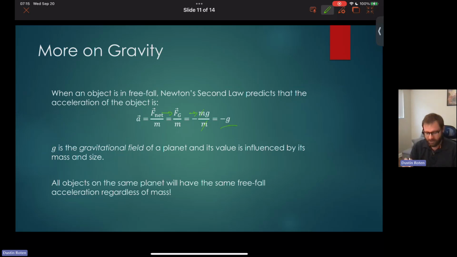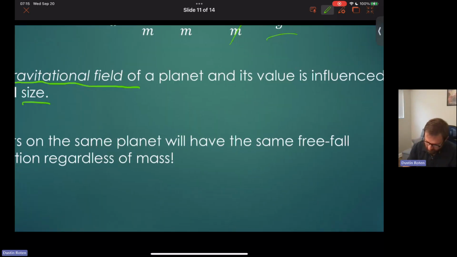Generally, g is called the gravitational field of a planet, and its value is essentially influenced by the mass and size of the planet, because it's how much of the planet is there, and then of course the radius of the planet. All objects on the same planet will have the same free fall acceleration, regardless of the mass, I should say, of the objects.